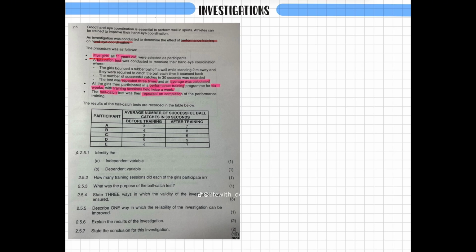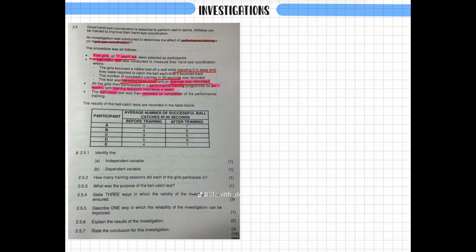5 girls, all 11 years old, were selected as participants. A ball catch test was conducted to measure their hand-eye coordination, where the girls bounced a rubber ball off a wall while standing 2 meters away, and they were required to catch the ball each time it bounced back. The number of successful catches in 30 seconds was recorded. The test was repeated 3 times, and an average was calculated.